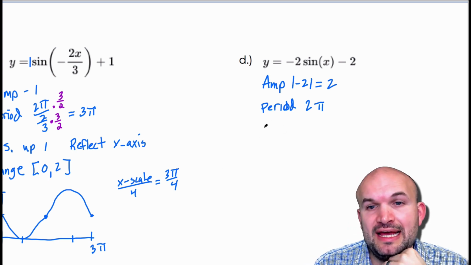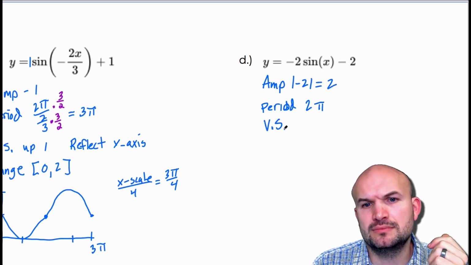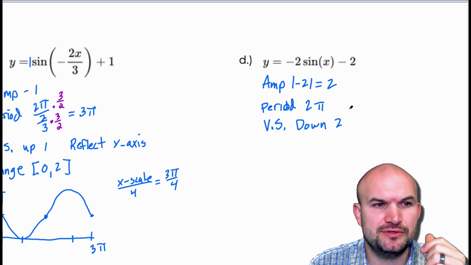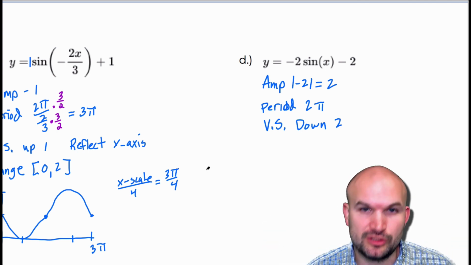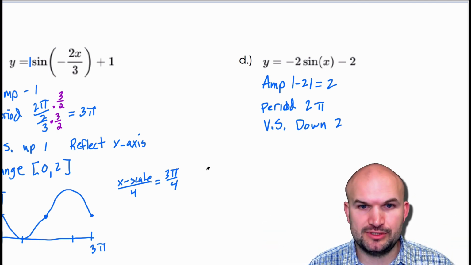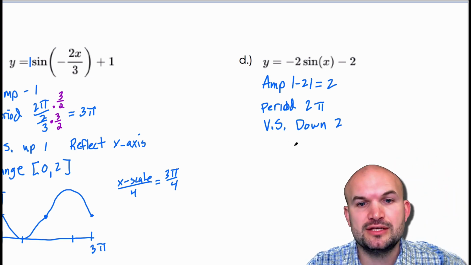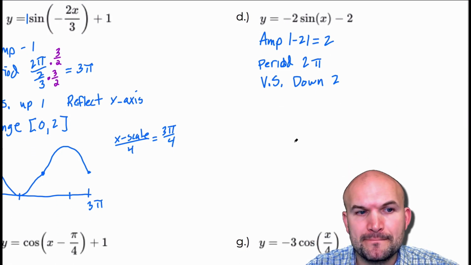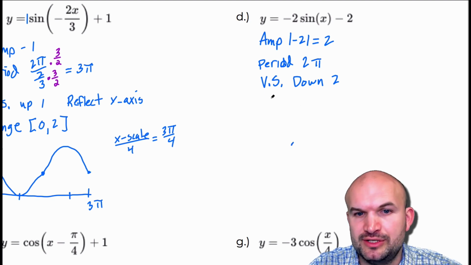We do have a vertical shift, though, which is going to be down 2 units. I'll just write down 2. Now, this one is important, too, because now we have an amplitude as well as a vertical shift. So we got to think about what's happened to the graph. It's being vertically stretched by a factor of 2, right? So it might be helpful in this case to understand what is going on.